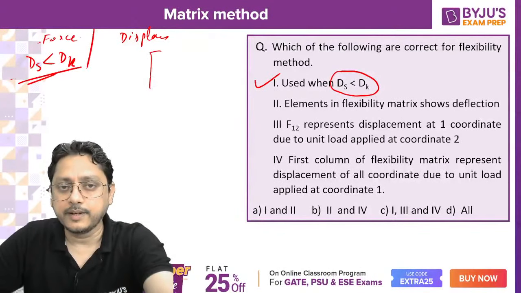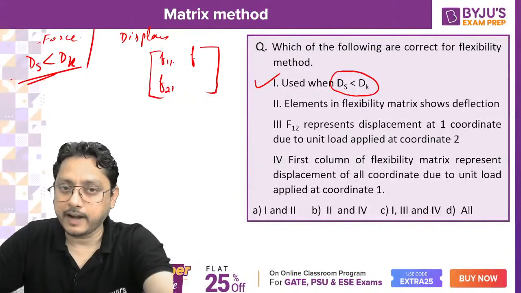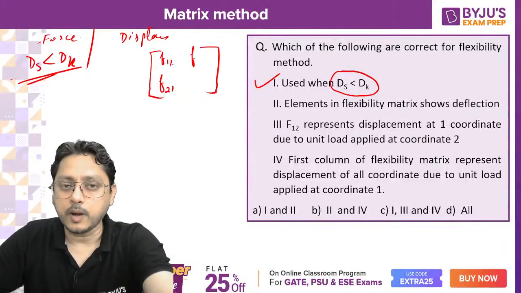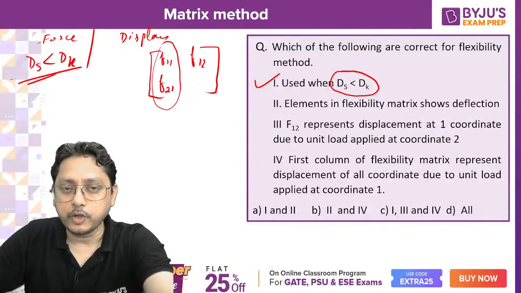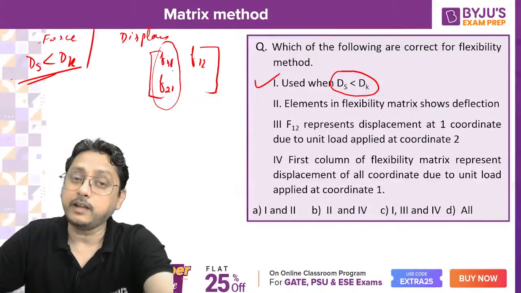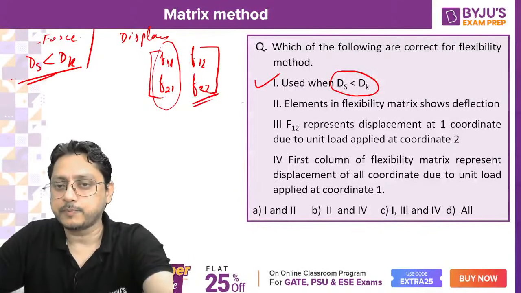So the elements in the flexibility matrix are nothing but the displacement at different coordinates due to the unit load applied at a coordinate. Morning only I told you, suppose this is the first column I'm talking about: displacement at coordinate 1 and displacement at coordinate 2 due to the unit load applied at coordinate 1 itself. All the elements in the flexibility matrix are nothing but displacement or deflection.